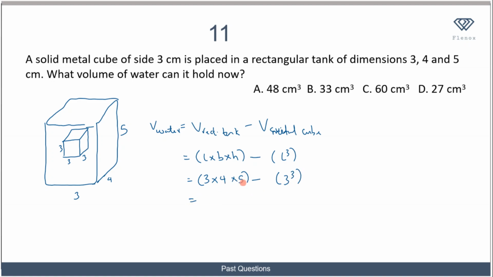3 times 4 times 5 gives me 60, and 3 cubed gives me 27, and 60 minus 27 gives me 33, and the unit is what? Centimeter cube. So the volume that is now available for water to be held in this rectangular tank is 33 cm cube. So that gives the correct option as option B.